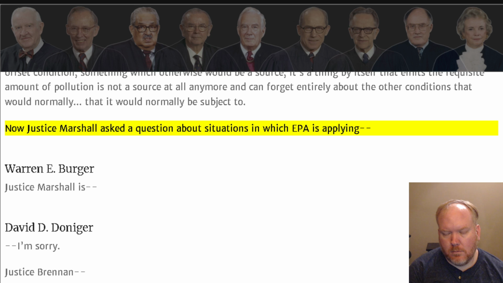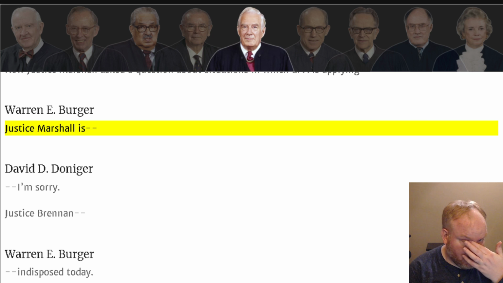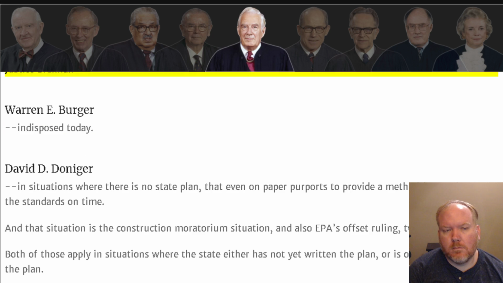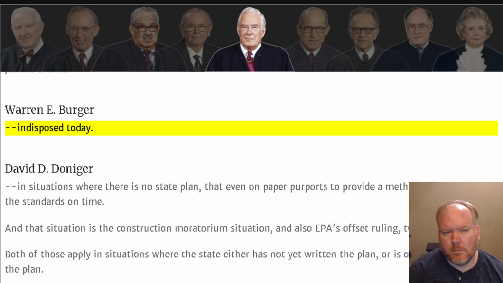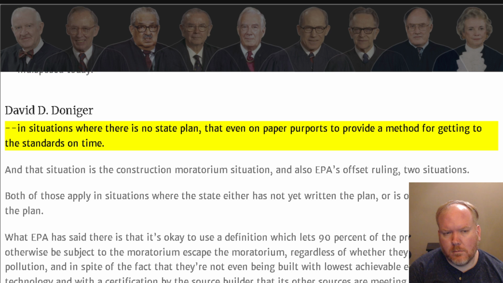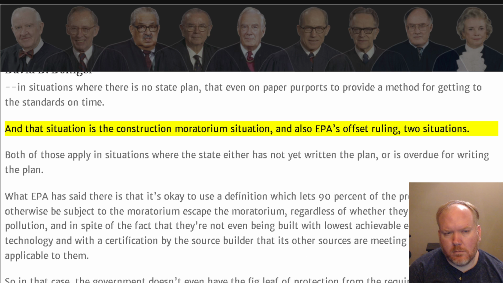Now, Justice Marshall asked a question about situations in which EPA is applying the definition. I'm sorry, Justice Brennan. Indisposed today. In situations where there is no state plan that even on paper purports to provide a method for getting to the standards on time. And that situation is the construction moratorium situation, and also EPA's offset ruling, two situations.